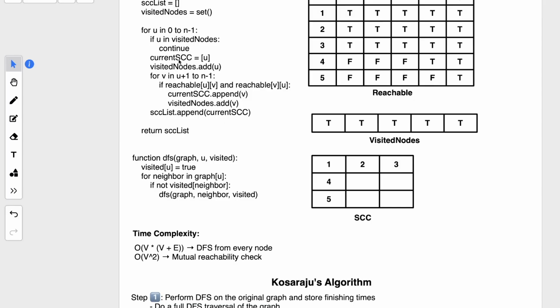And in the second part of the algorithm, we just pick every pair and see if the pair is connected with each other or not. The number of pairs that can be formed is V square, right? So the complexity for the second part of the algorithm is V square. Hence the total complexity of this algorithm is V into V plus E, plus big O of V square.